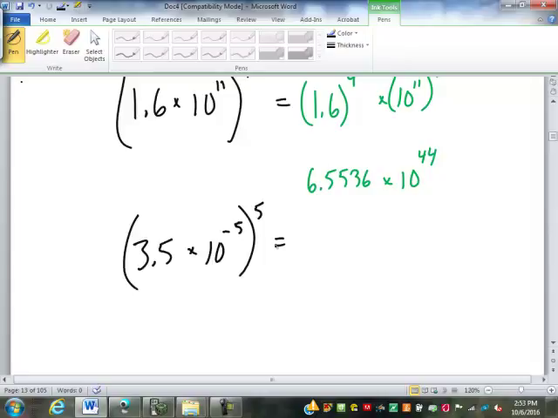Do this one in your notes for me quick. See if you got it. Okay, so 3.5 to the power of 5. What do we get?